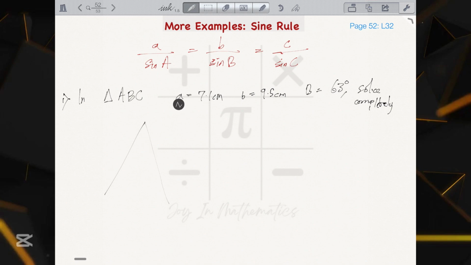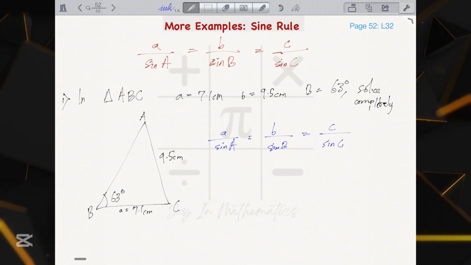Triangle ABC, A, B, and C. The angle B is 63 degrees. The side A is 7.1 centimeters, and the side B is 9.5 centimeters. And the principle that we are applying is the sine rule, which is A divided by sine A is equal to B divided by sine B, which is equal to C divided by sine C. So what do we have and what do we not have?